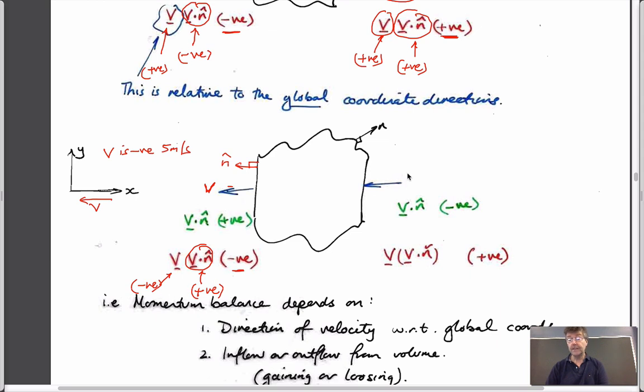On the other side, again doing the same. Normal to the boundary velocity, this is the normal. This is in the opposite direction of the normal. Therefore, the dot product of this is negative because it's inwards flow, inflow, I suppose. And again, the direction of the true velocity v is also negative.